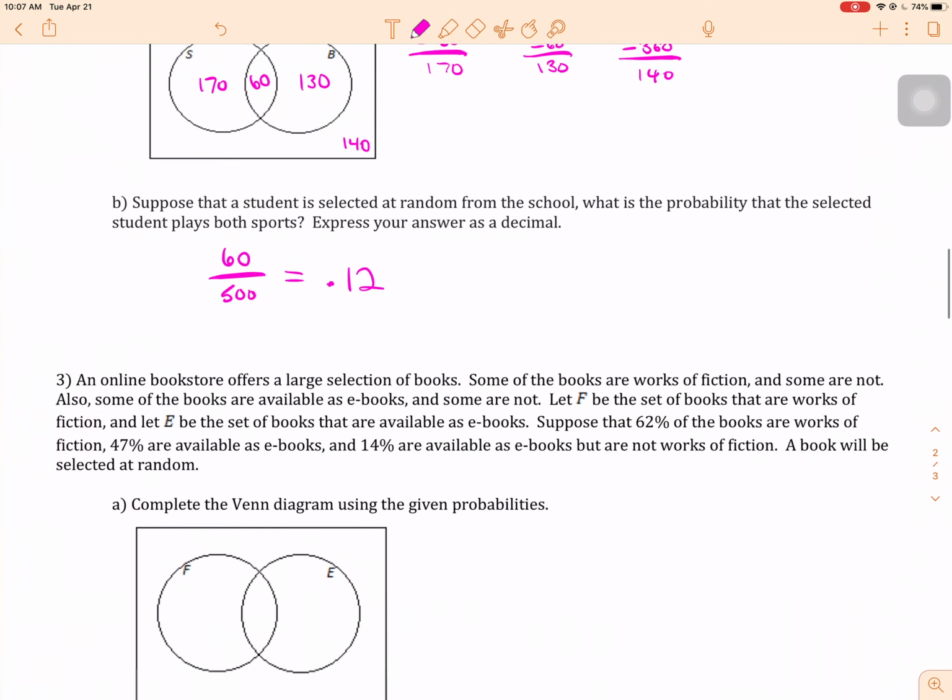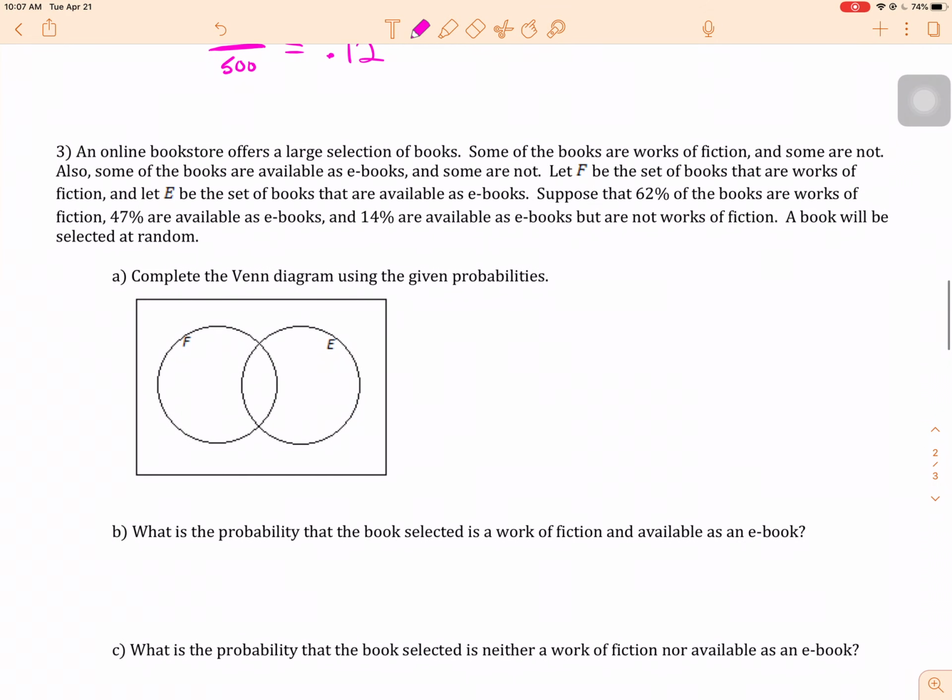Okay, let's look at one more, and then I'll let you guys get to work. Sometimes we look at Venn diagrams not as the number of people in each group, but as the proportion of people in each group. So it says an online bookstore offers a large selection of books. Some of the books are works of fiction, some are not. Also, some of the books are e-books and some are not. Let F be the set of fiction books, E be the set of e-books, and the middle are the fiction books that are also e-books.